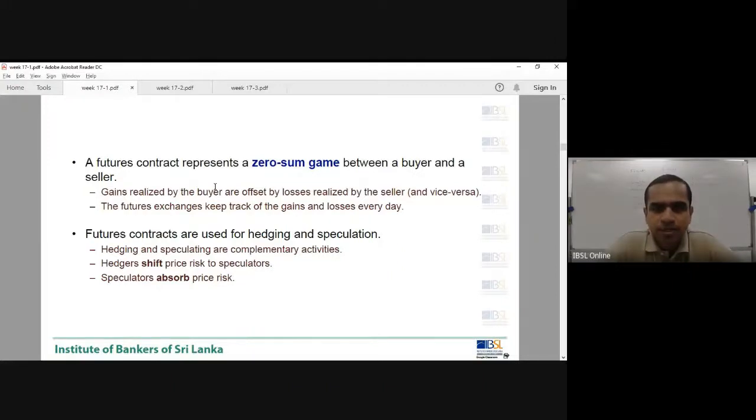Right? Now, for example, if you buy a share at 100 and the price goes to 150, you will gain. But what about the person who sold it to you? He sold it at 100, he loses, he has an opportunity loss of 50. It goes to 150. So if you add your gain and the opportunity loss of the other person, the sum is zero.